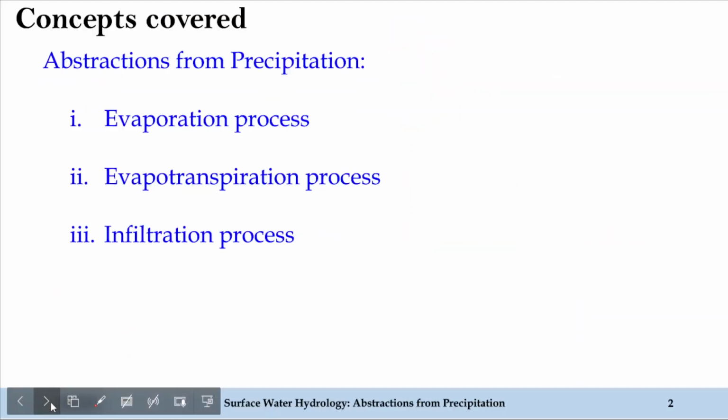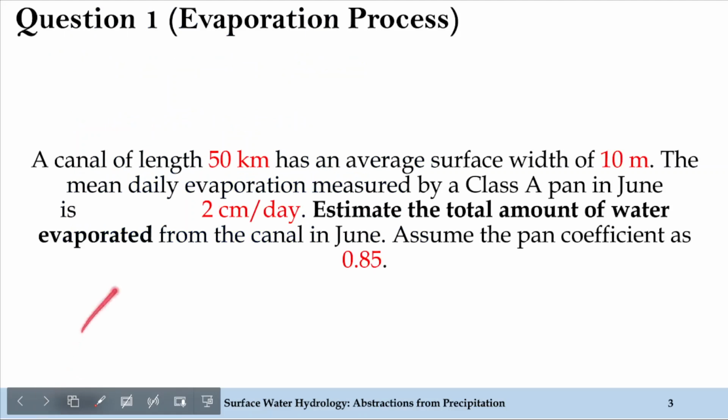So let's move ahead. Today in this problem solving session, we will be focusing on three aspects for the topic abstractions from precipitation, namely evaporation process, evapotranspiration process, and infiltration process. So let's start with the infiltration process. Here is the first problem for today's class.